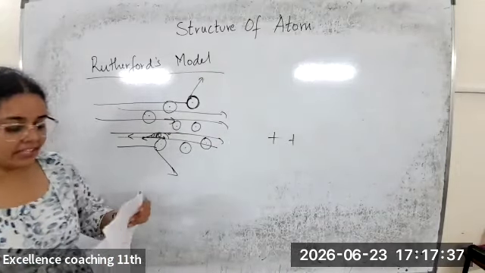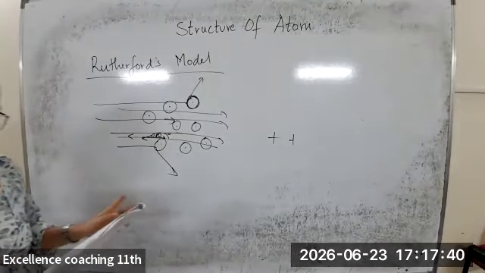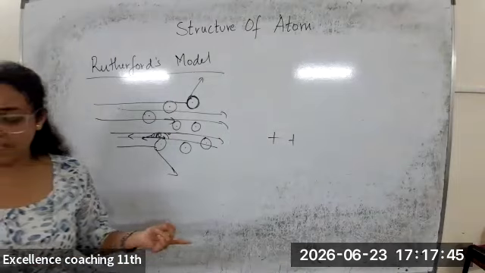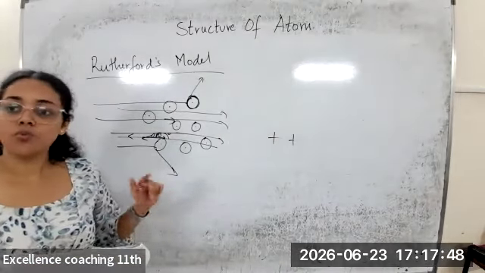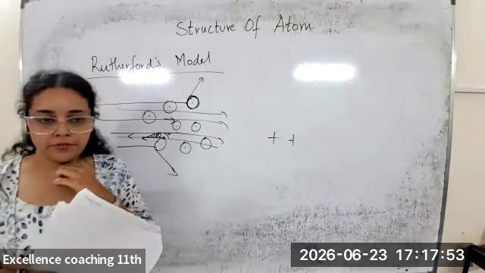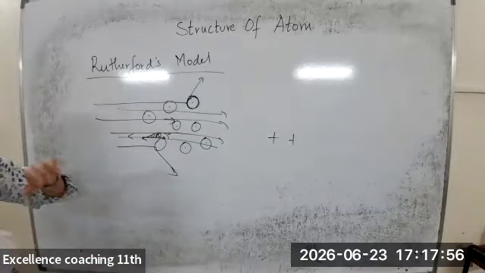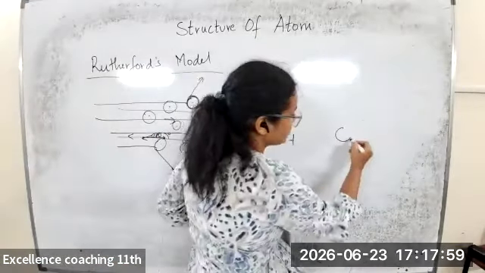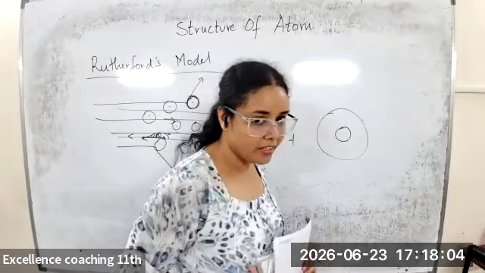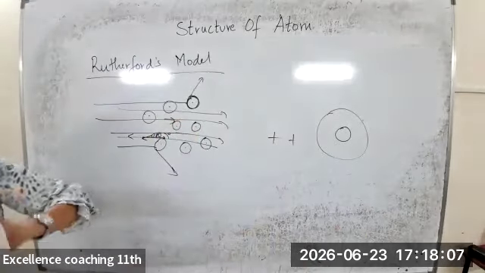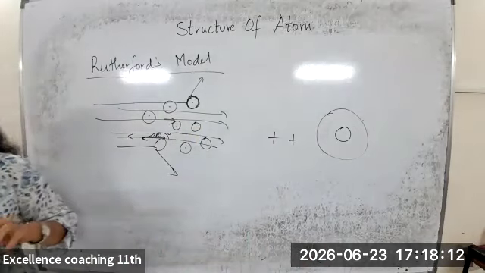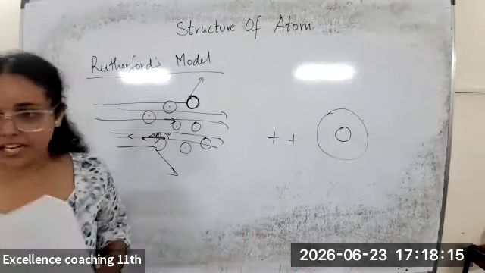After calculating, he said that the radius of the atom must be 10 raised to minus 10, and that of the nucleus is 10 raised to minus 15. So which is smaller, 10 raised to minus 10 or 10 raised to minus 15? 10 raised to minus 15 is smaller, right? Through this, he concluded that the nucleus is much smaller than the atom. So basically these are the three observations or conclusions. You may get a question from here also. Okay, understood, right?